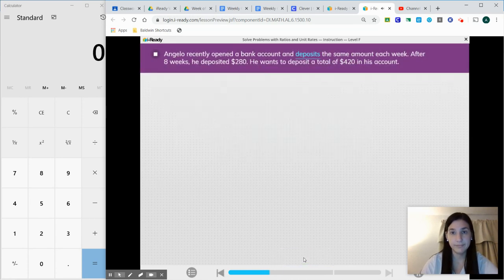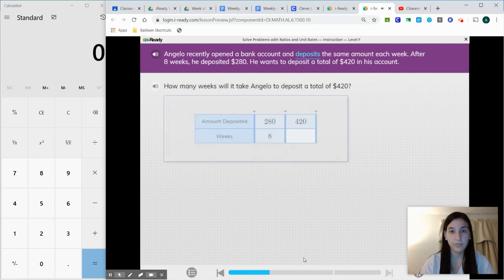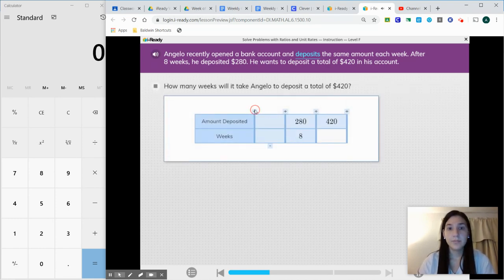Angelo recently opened a bank account and deposits the same amount each week. After 8 weeks, he deposited $280. He wants to deposit a total of $420 in his account. How many weeks will it take Angelo to deposit a total of $420?